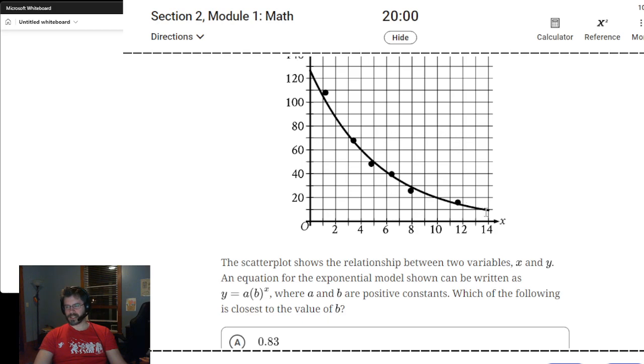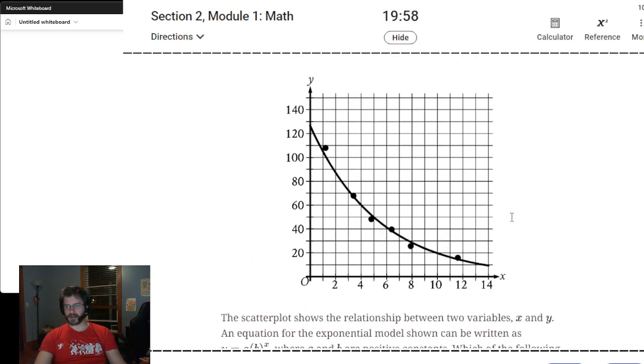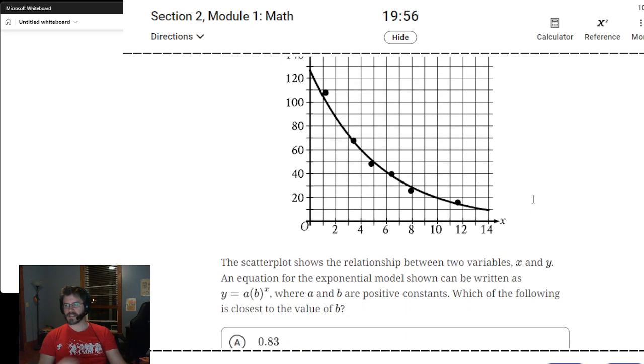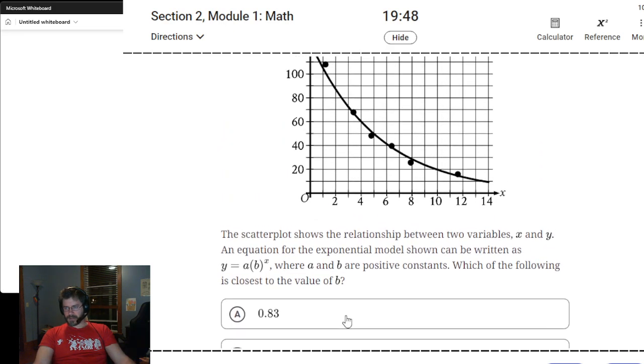We have a decreasing exponential function on this one, number 16 here, and we're just under halfway done with time, and we've only got 6 questions left to go. They're looking for probably the b value. Yep, I see it here, b.